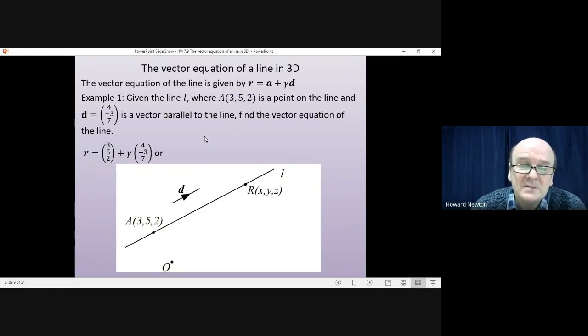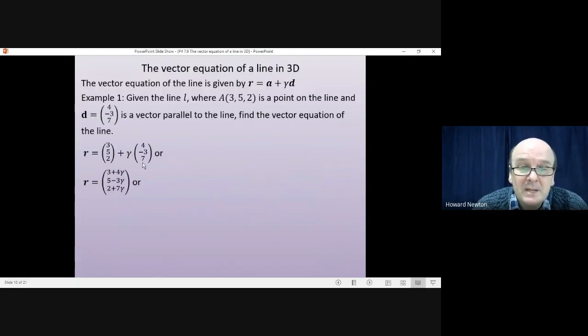But there are other ways of choosing to write down the equation. For instance, we could multiply out this bracket, bringing the lambda in, and then combining everything together in one set of brackets to get one vector. So we could also combine these to get the equation R equals (3 plus 4 lambda, 5 minus 3 lambda, 2 plus 7 lambda). We could also choose to use i, j and k notation.